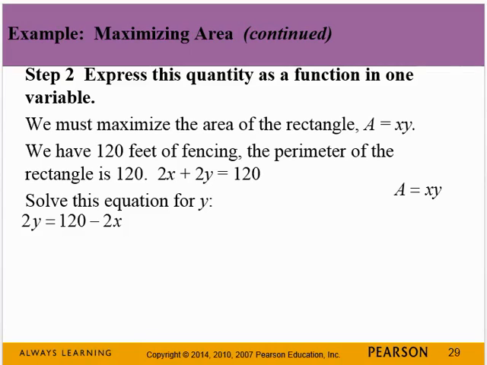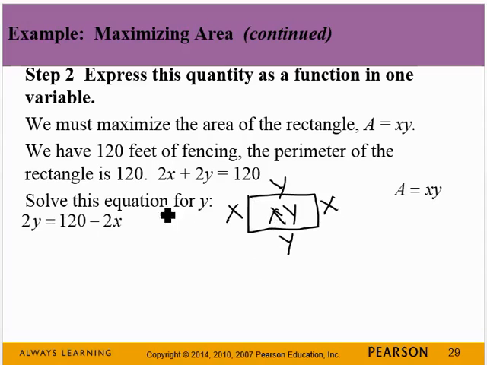Step 2 says express the quantity as a function in one variable. We must maximize the area of a rectangle, A equals x times y. So if you think about a rectangle, here's my rectangle, you have x and here's y. So your area is x times y. You have 120 feet of fencing, the perimeter of the rectangle is 120. So 2x plus 2y equals 120.